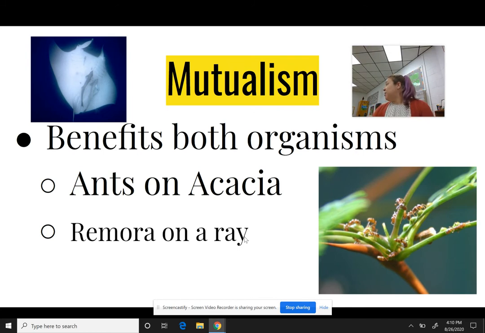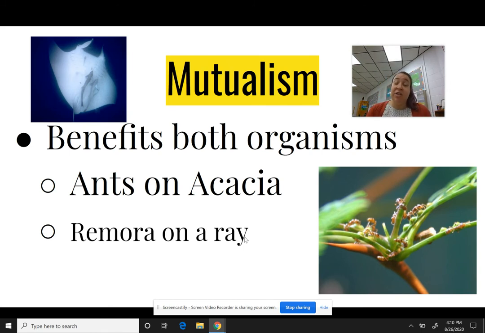All right, my next one, I'm going to grab my cheat sheet real quick because I always pronounce this word wrong. So we have ants on the, I always want to say acai, but it's acacia. Ants on the acacia tree.